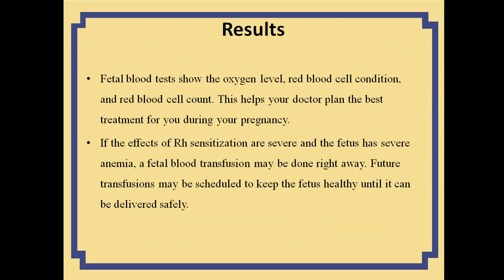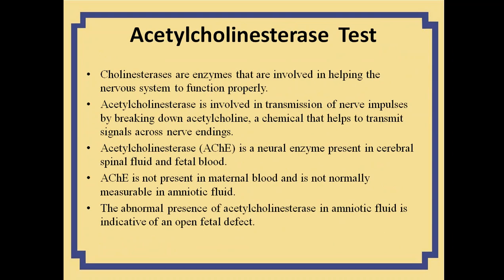of the baby's blood. Okay, so next we will look into some of the tests which are involved, which mostly depend upon the amniocentesis and fetal blood sampling. First we'll look into the acetylcholinesterase test. Generally, cholinesterases are enzymes that are basically involved in helping the nervous system to function properly. So acetylcholinesterase is involved in transmission of nerve impulses by breaking down acetylcholine.